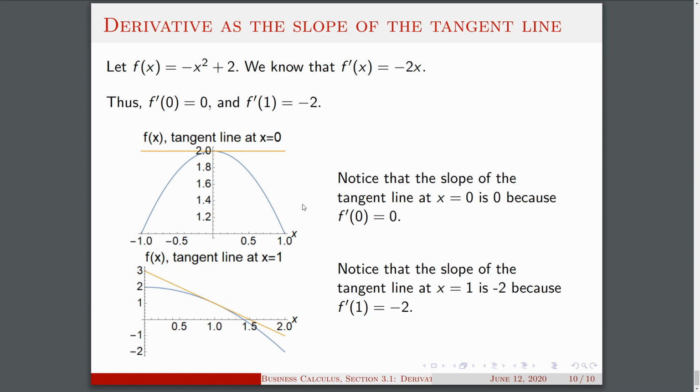Good. So that's that. Now, notice that the slope of the tangent line at x equals 0 is 0. This is just for you to read. I already said it out in words, but that's what we found.